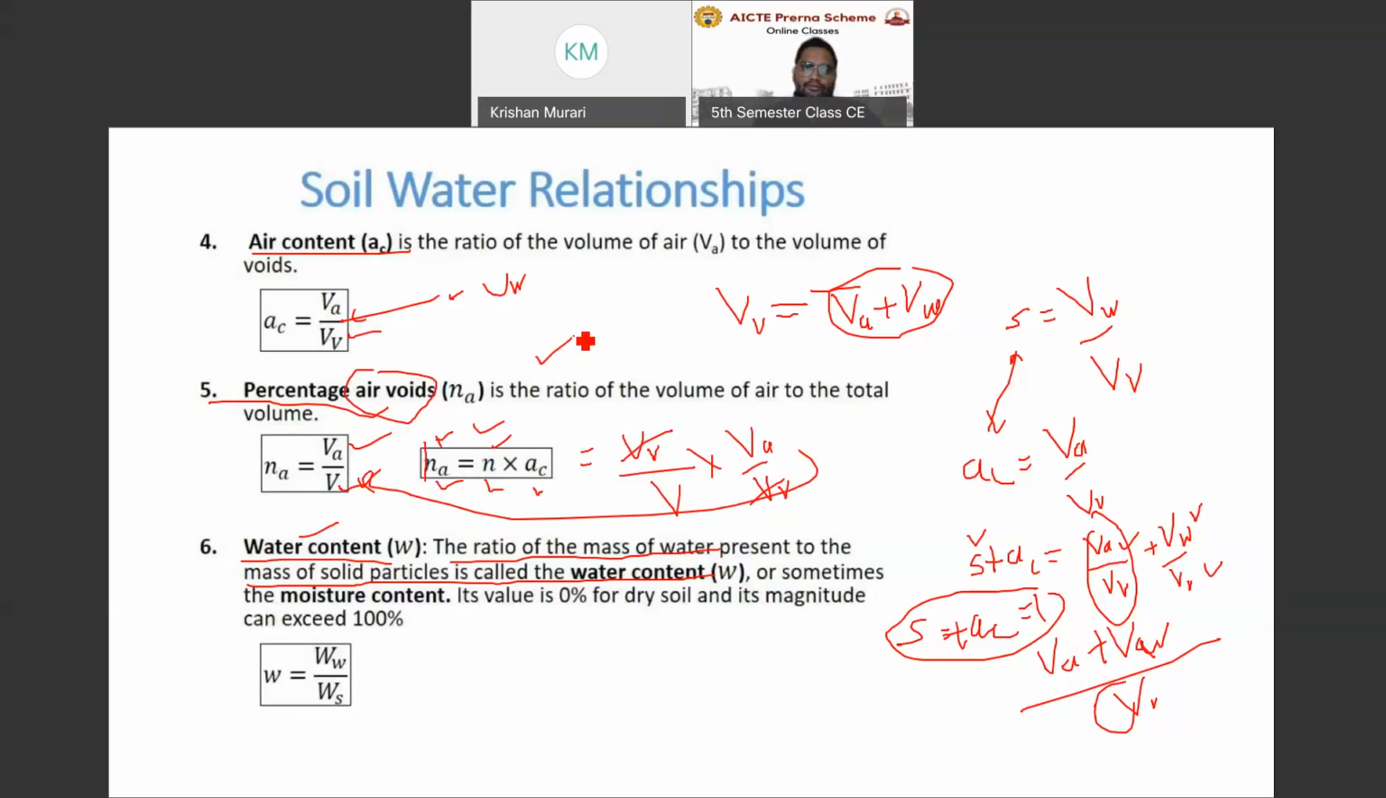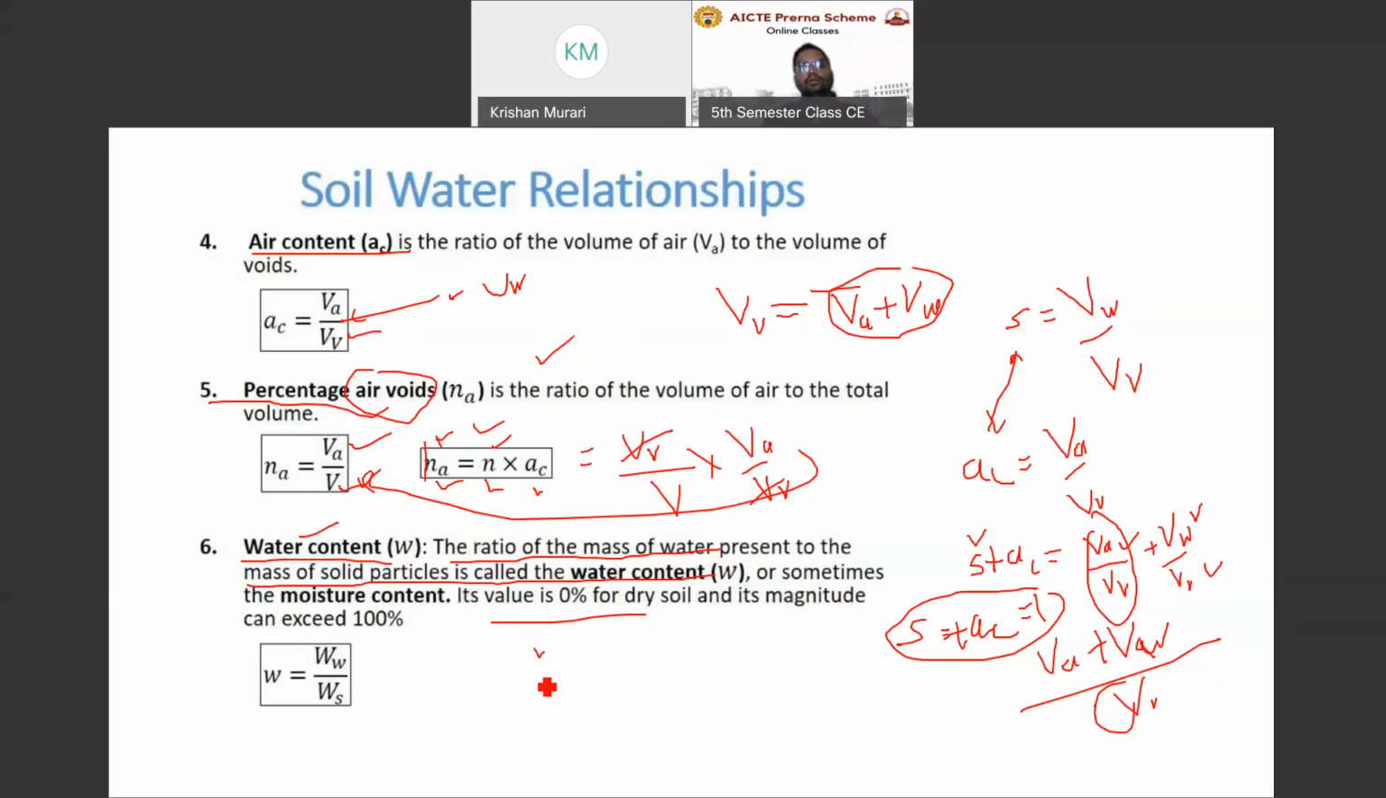Here we consider the weight. In case of water content, we consider the weight. So what is the water content? Water content is the mass of water present in the soil to the mass of solids. Weight of water upon weight of solid. The limit starts from 0 in case of dry soil. You also know that if the water content is 0, that means the soil is dry.